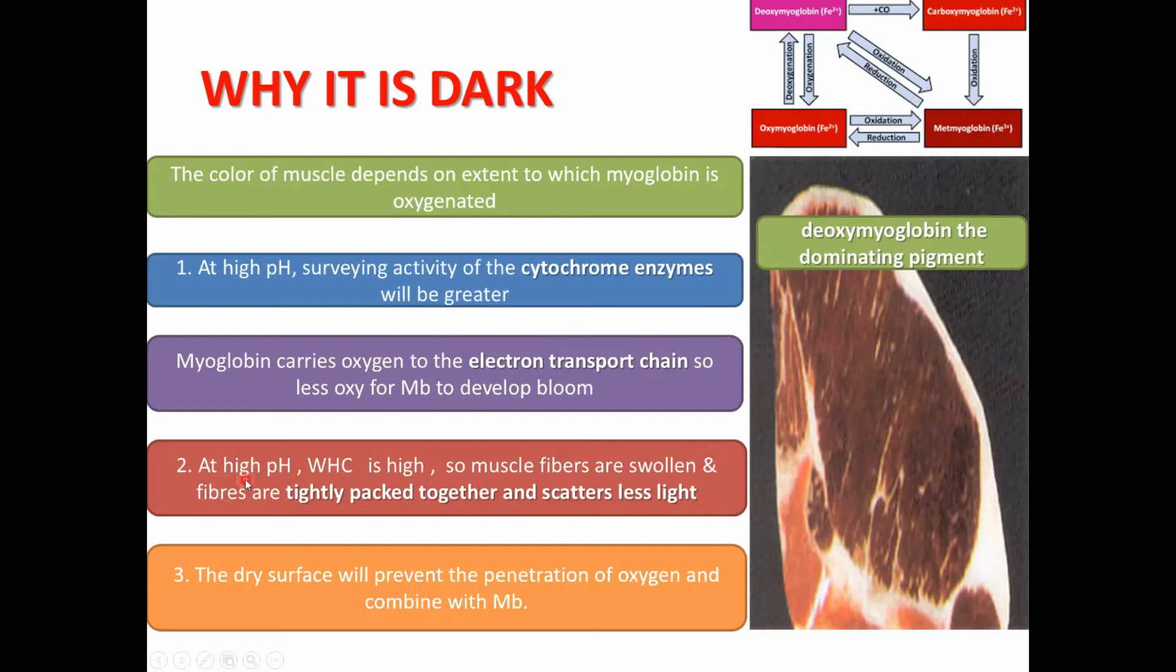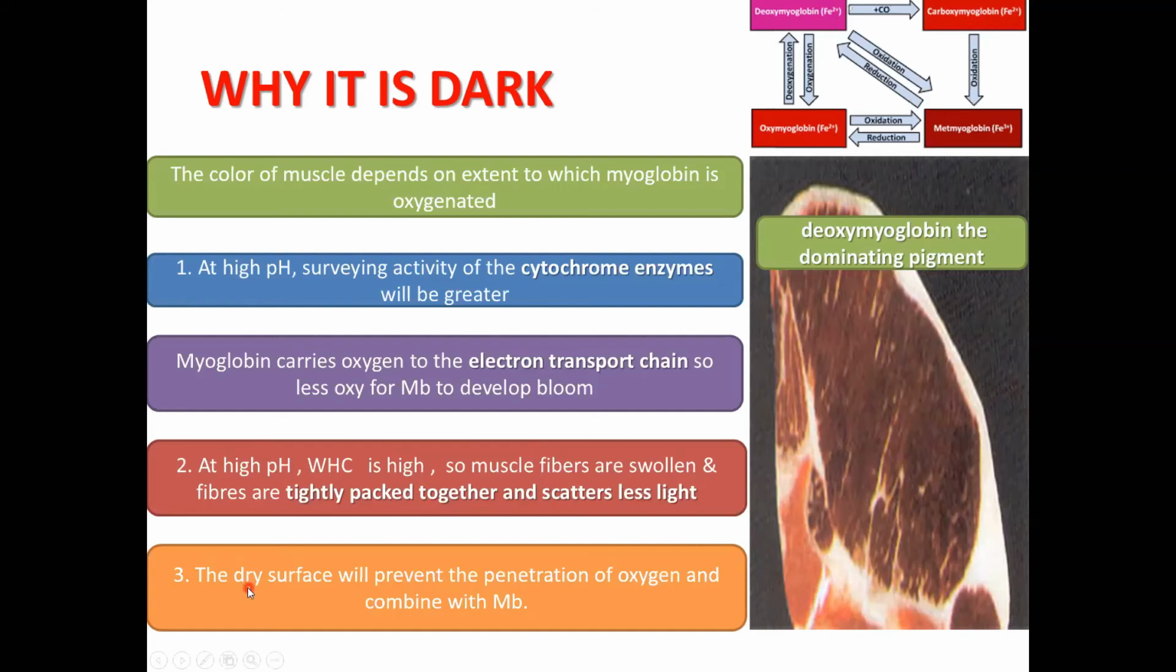And next, at high ultimate pH, the water holding capacity is high. At high ultimate pH of the muscle, the water holding capacity is high. Since it has more water holding capacity, the muscle fibers are swollen and tightly packed together. There is very little space between the muscle fibers because they are holding more water and are in a swollen condition, so the meat will not be able to scatter much light.